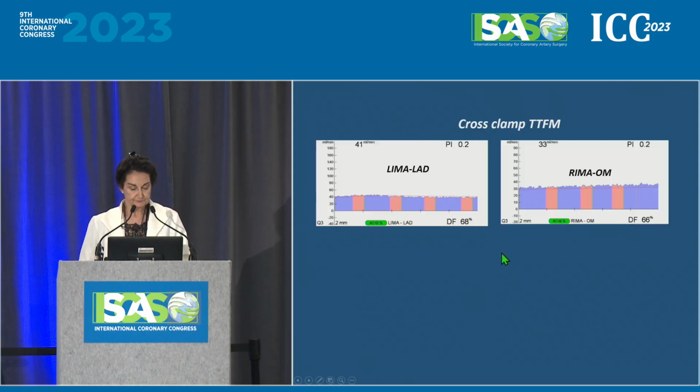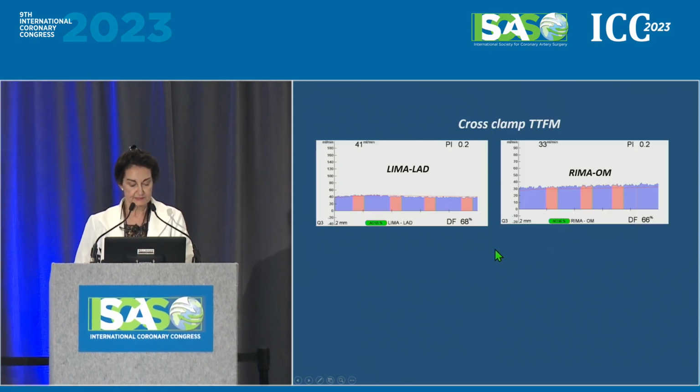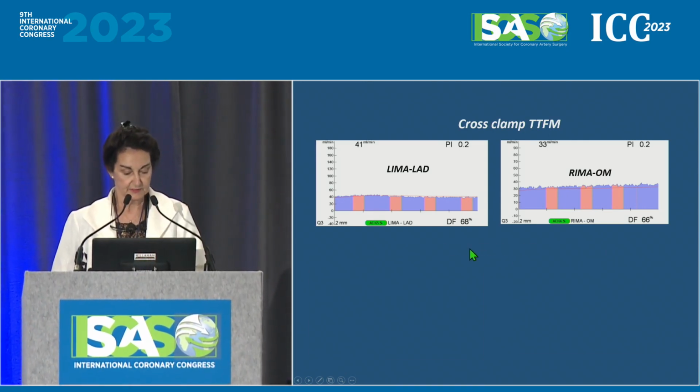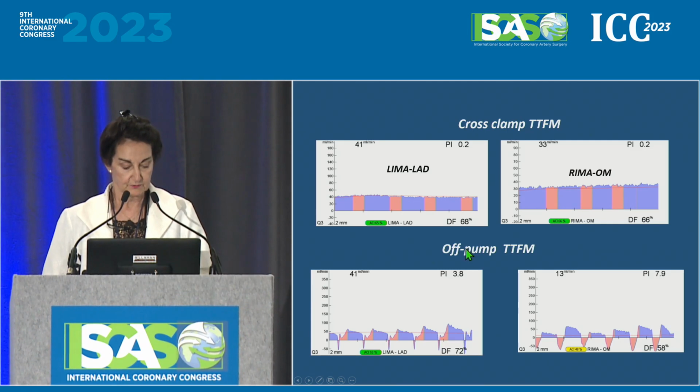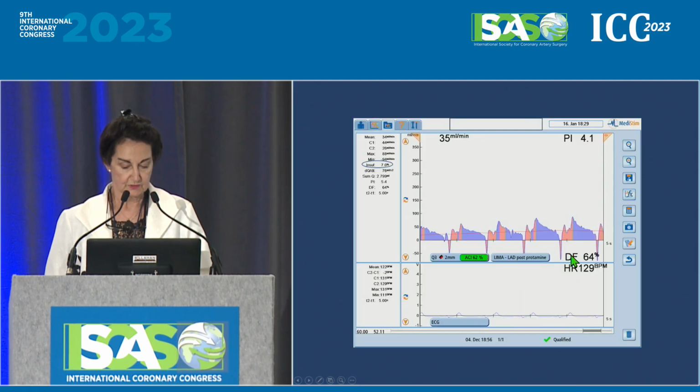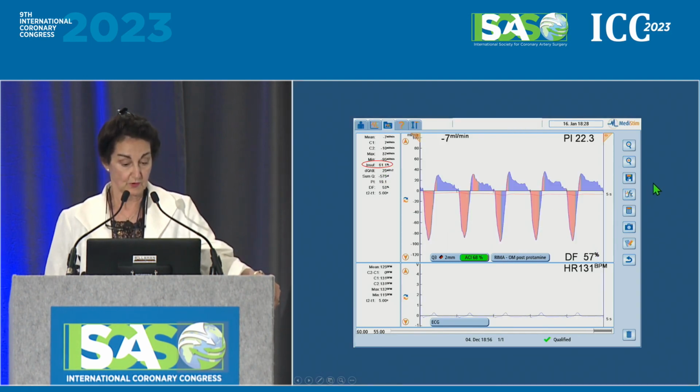So this is an interesting case. Lima to LAD, this is on cross clamp. I always like to do it on cross clamp because then I know for sure. And when we're coming off pump, we're getting a little bit of backward flow, and the Lima has a lot of backward flow. So you can press a button and look at insufficiency, which is backward flow, 7% for the Lima, and 61.1% the Lima.